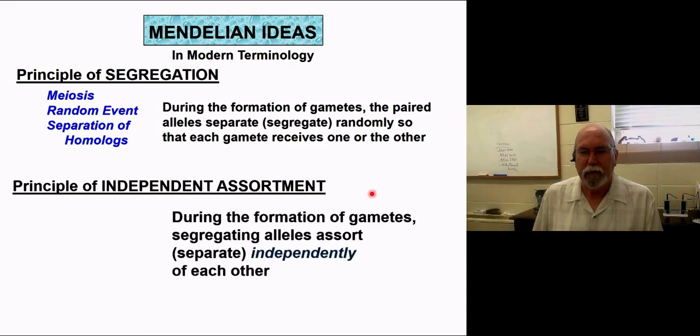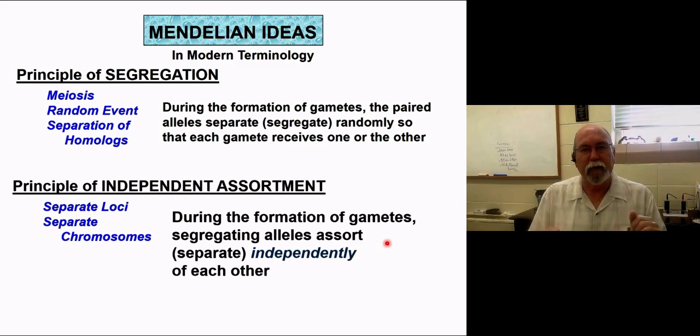So what does this say? It says during the formation of gametes, so once again we're back at meiosis, these segregating alleles, so this stuff that's going on here with segregation, they also separate from themselves independently. We're going to call that assorting. So they assort independently of each other.